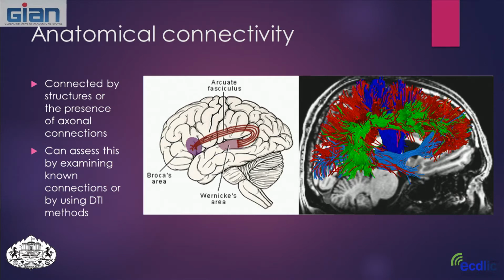We also can look at connections that we know exist. For example, there is a known connection between Broca's area and Wernicke's area through this arcuate fasciculus. I'm not quite sure if I said the first word correctly, but it's a known group of neurons that connect these two areas. So there are anatomical connections in the brain that help with functional processing.